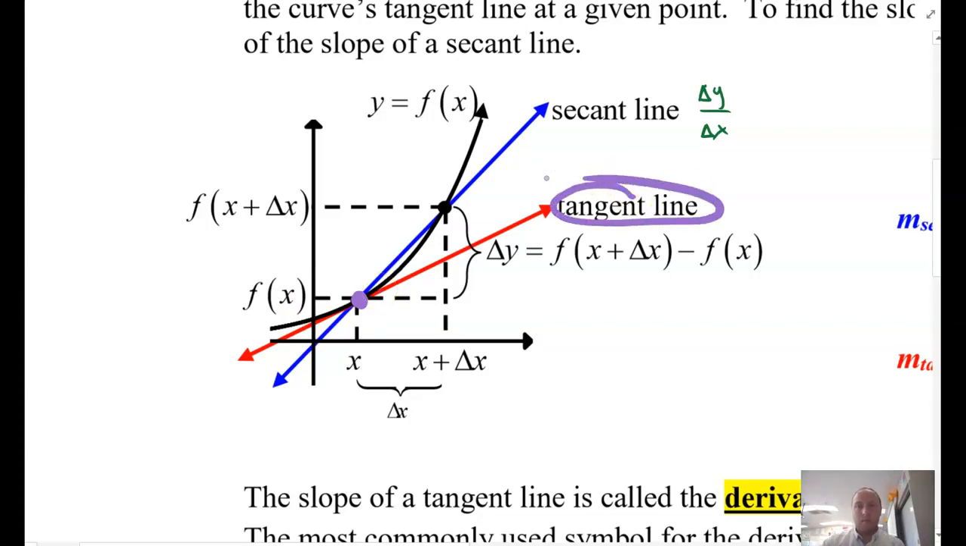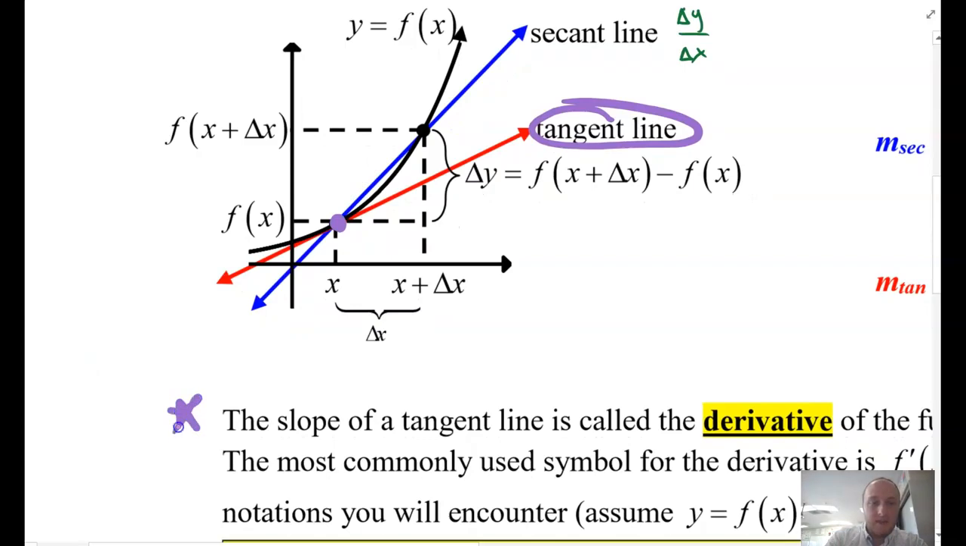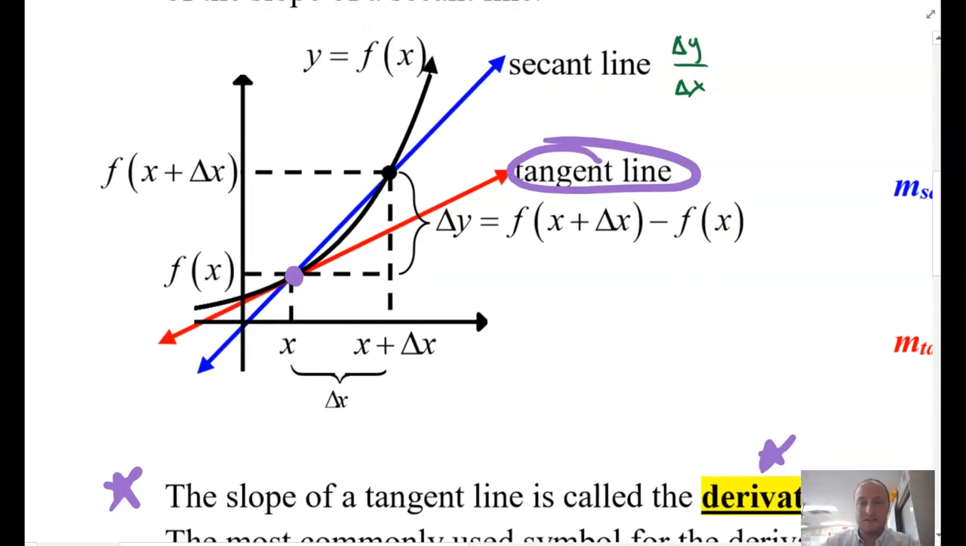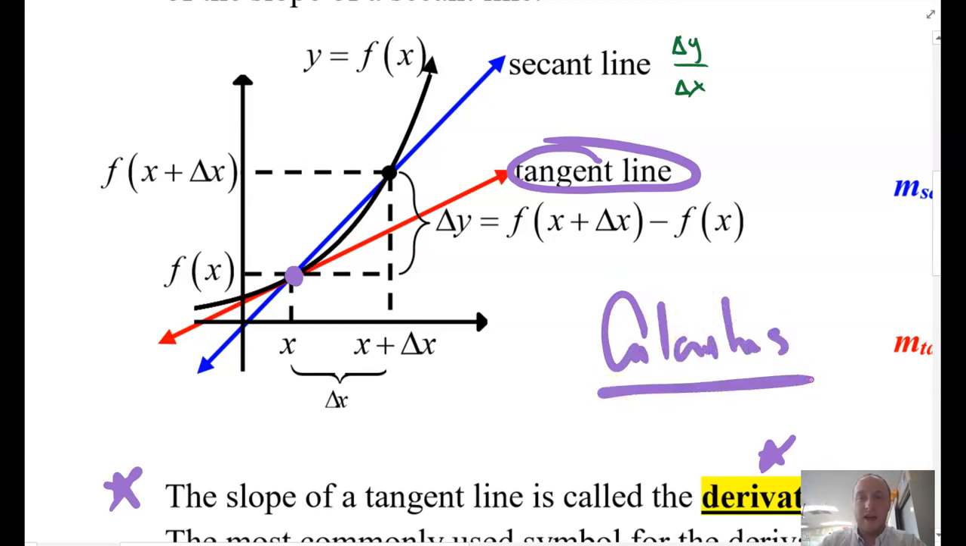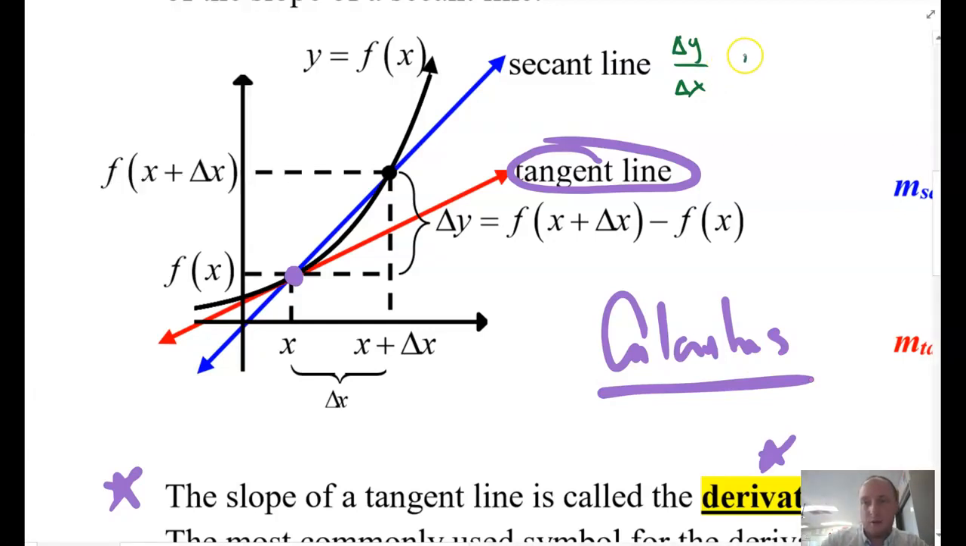Okay, so that's very, very important. The slope of a tangent line is what we're going to call a derivative. So what's the rate of change at any one specific point? How do I bridge this gap? This is calculus in purple. That's calculus, I promise. And then up here in green, this is where you guys are coming from. This is your perspective of slope.